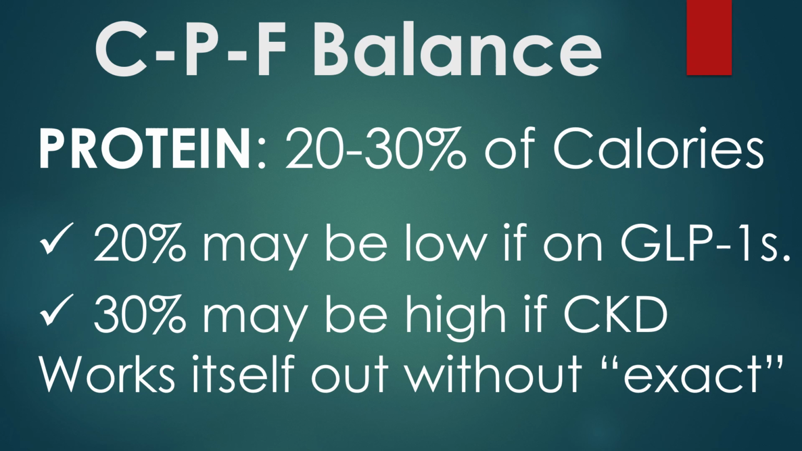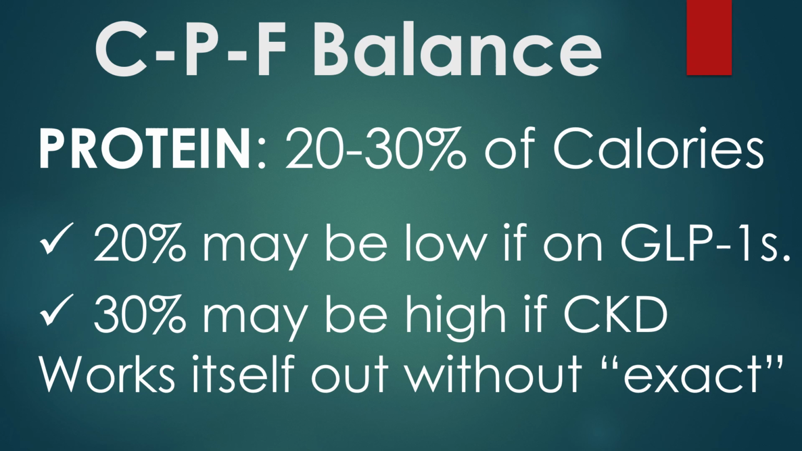So a couple of noteworthy mentions. If you're on a GLP or a twin incretin medication like Ozempic, Trulicity, or Mounjaro, consider using the higher end of the range, like 25 to 30% of your calories. These medications can support significant and rapid weight loss, which can reduce muscle mass, not just fat storage. So extra protein in your diet can help preserve your muscle mass.